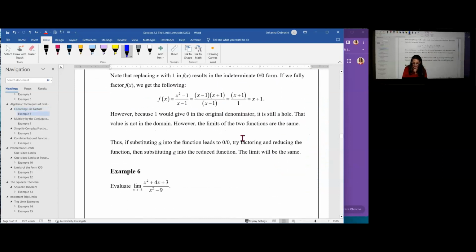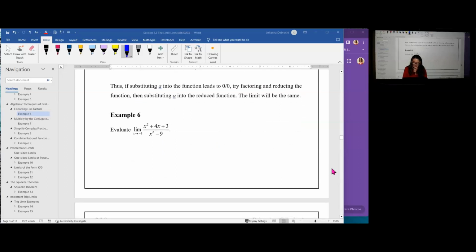So in this case, we factor the function, and then we cancel whatever is common. We take what is left and we substitute the value of a into that. If we get a finite real number, we're done. If we get another indeterminate form, we look to see if there's something else algebraically we can do. Otherwise, we probably go on to L'Hopital's rule. Let's now look at example 6.